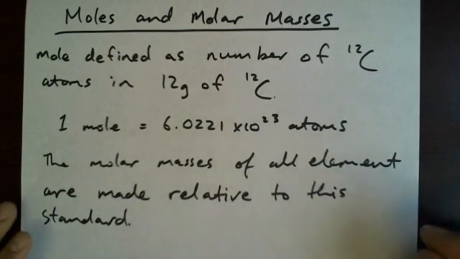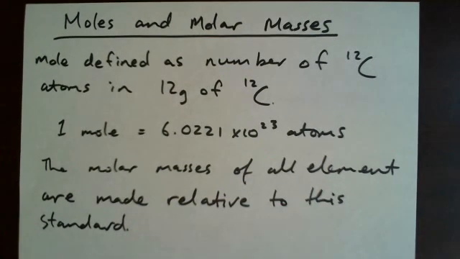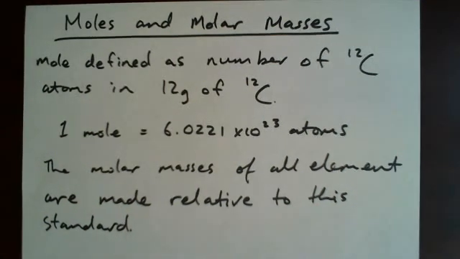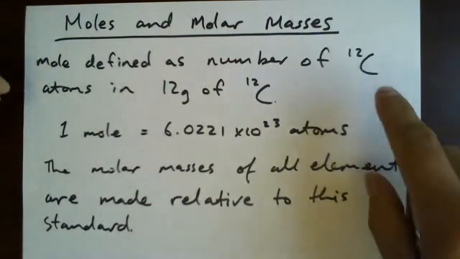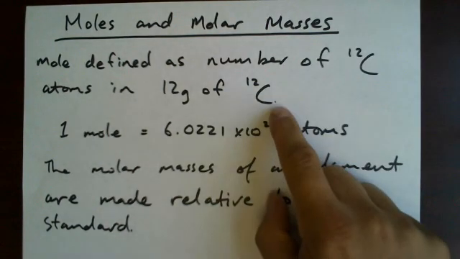Hi everyone. This lesson we're going to discuss moles and molar masses. If you follow in the textbook, you'll see the definitions they have for moles. Basically, a mole is defined as the number of carbon-12 atoms in 12 grams of carbon-12.